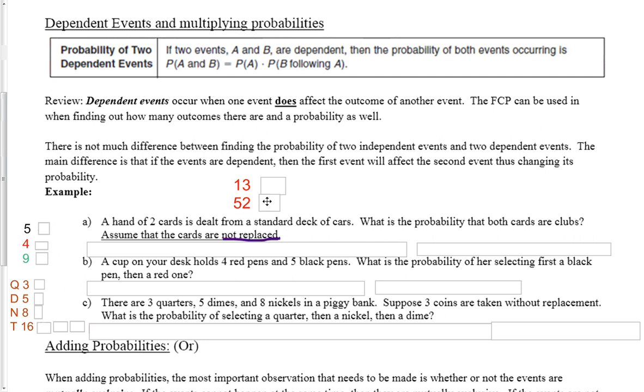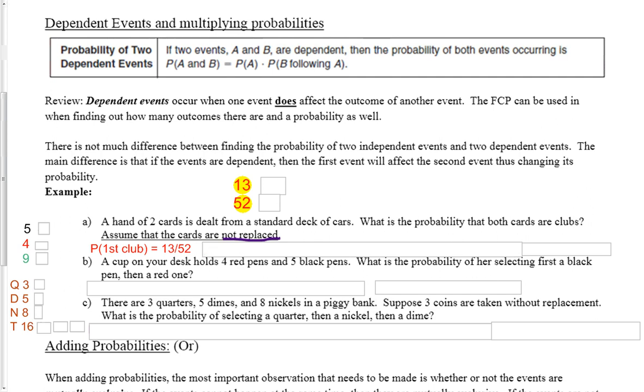Whenever you have a standard deck of cards, you have 52 cards. When they ask how many cards of one suit, such as clubs, that's going to be 13, 1/4 of the cards, and so 1/4 of 52 is 13. So the probability that the first card is a club is just going to be 13 over 52. So we'll write that in here.